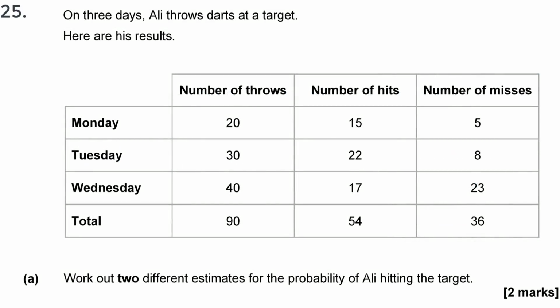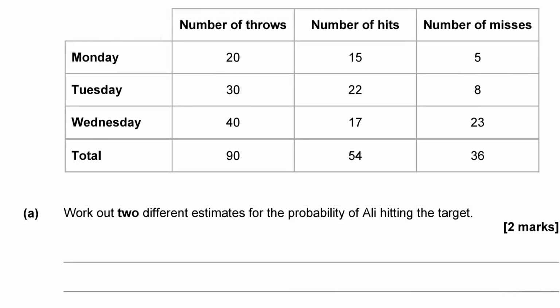On 3 days, Ali throws darts at a target. Here are his results. So we can see he was throwing them on Monday, Tuesday, Wednesday. He threw 20 on Monday, 30 on Tuesday, and 40 on Wednesday. And there is numbers of hits and misses. So we need to work out two different estimates for the probability of Ali hitting the target. Two different estimates.